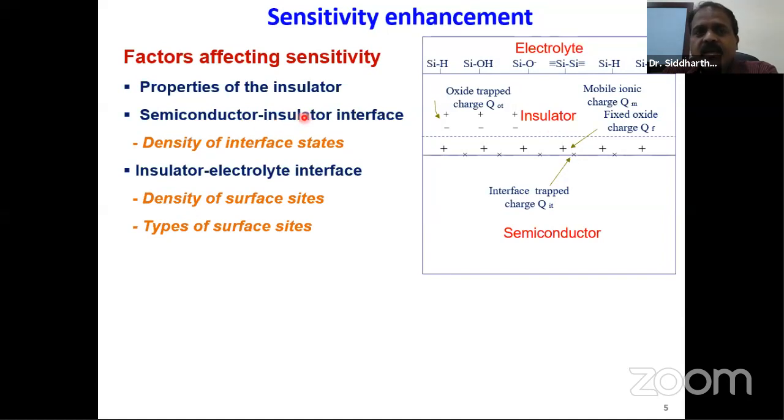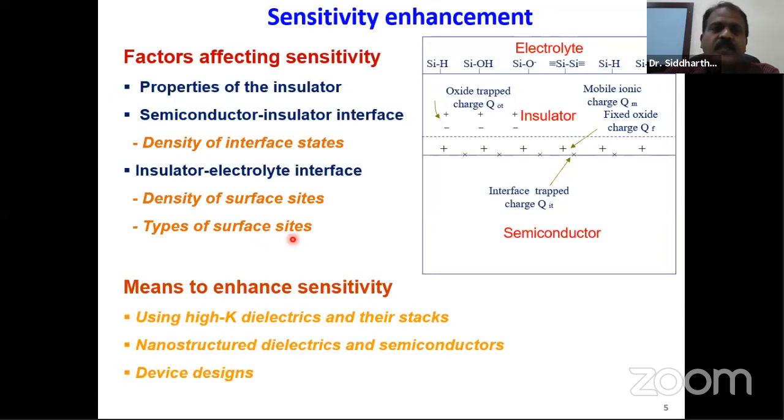Then we have the semiconductor insulator interface out here. And one factor is the density of the interface states. We also have the insulator electrolyte interface out here. And some of the factors involved are the density of the surface states and the types of surface sites. So now, having looked at the factors which affect sensitivity, let us look at the means to enhance the sensitivity.